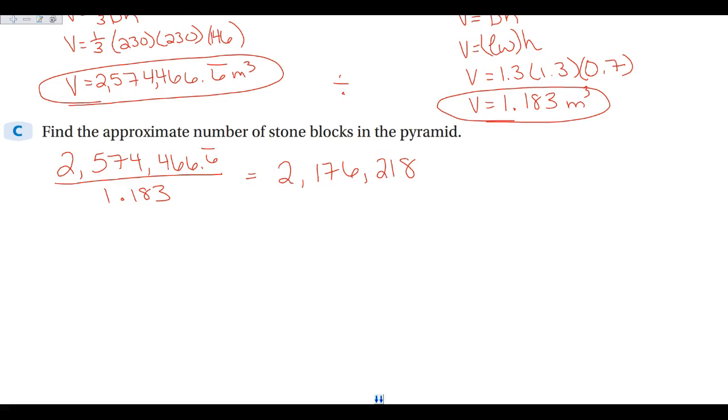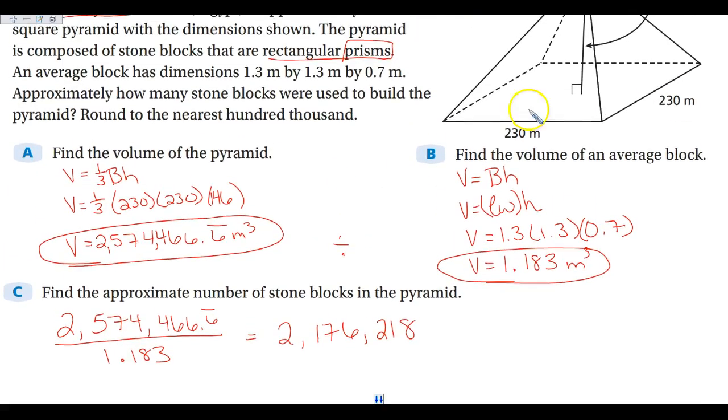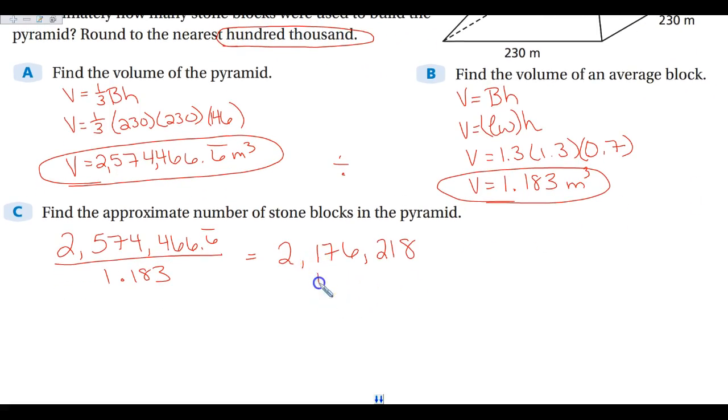2,176,218. Now, let's go back to the problem here for a second. We are rounding to the nearest 100,000, okay, which means we are rounding here. So the 7 is going to round it up, so it's going to be 2,200,000 blocks.